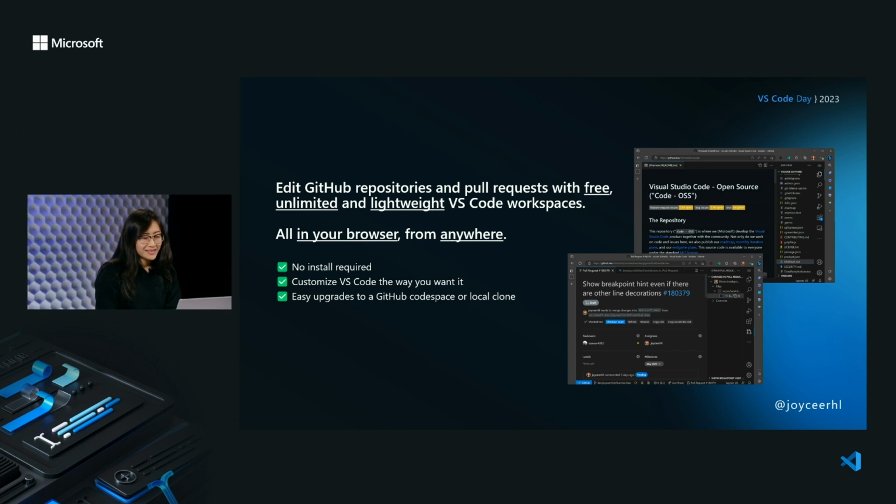So first of all, GitHub lets you back up, collaborate, and version your code. For example, you can edit GitHub pull requests and repositories already on github.com. Today, what I'm going to show you is a way for you to do all of that with the interface that you know and love inside VS Code entirely in your browser. It runs anywhere, no installs required. You get to customize VS Code exactly the way you want it. And if you ever run into limitations of this lightweight, free and unlimited workspace, you can always upgrade easily to a GitHub codespace or a local clone.